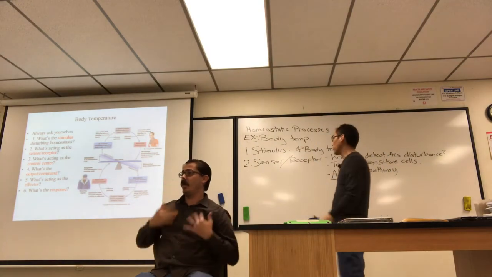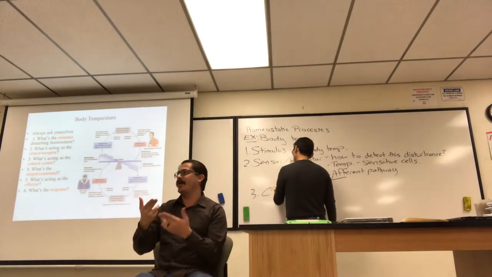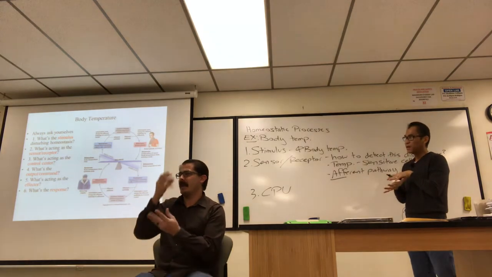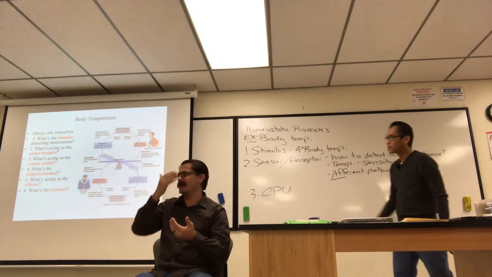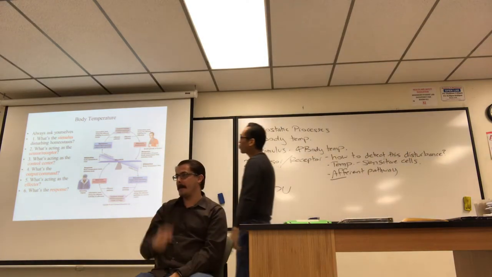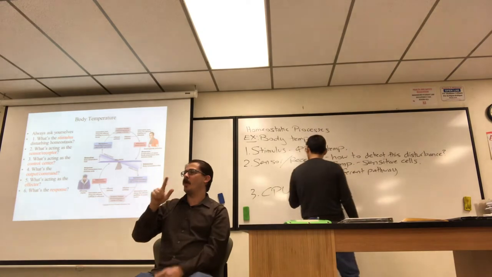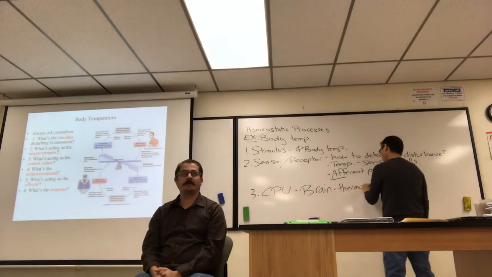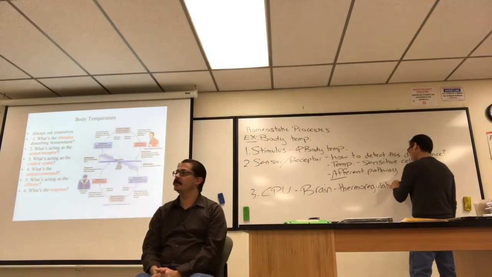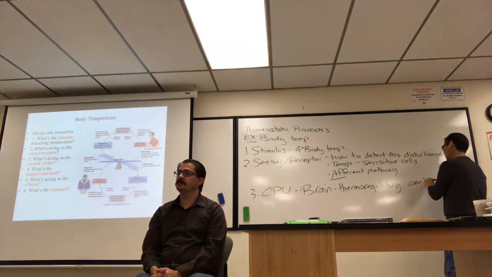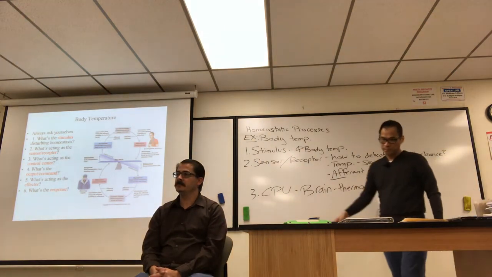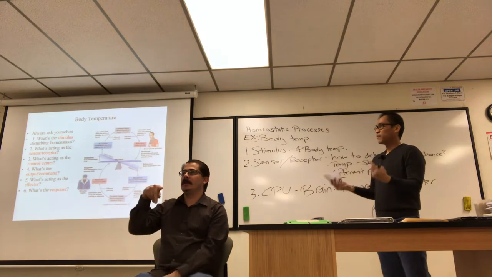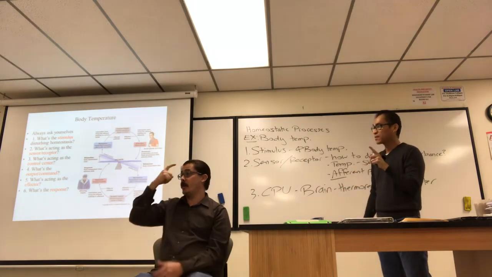All right. So step three, I just call it the CPU, the central processing unit. What is receiving this information? It has the means to know what to do with it. In this example, it's the brain. And so there's a thermoregulatory center in the brain. Brain thermoregulatory center. So the brain receives information, body's too hot, and mobilizes the correct output.